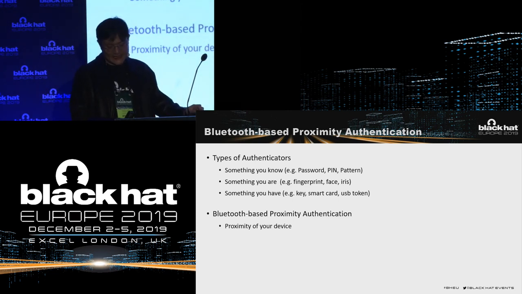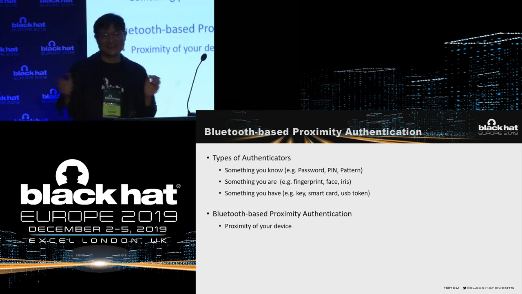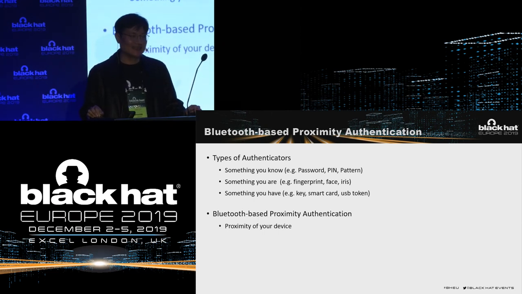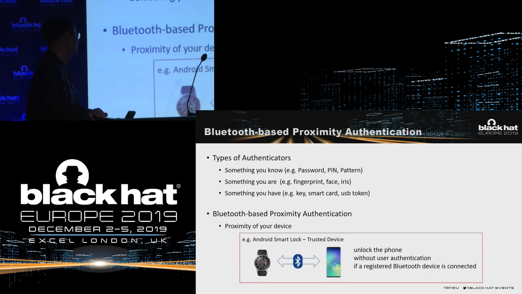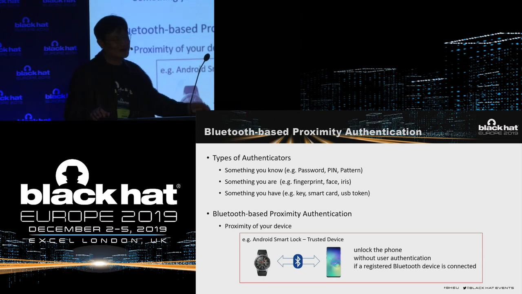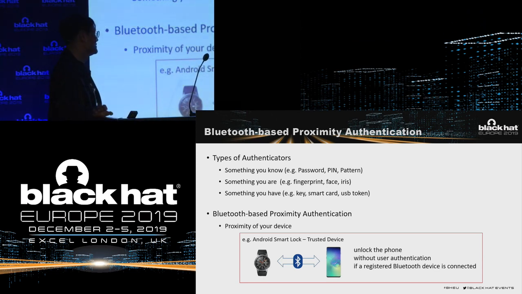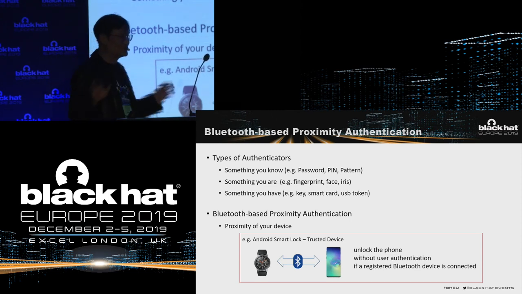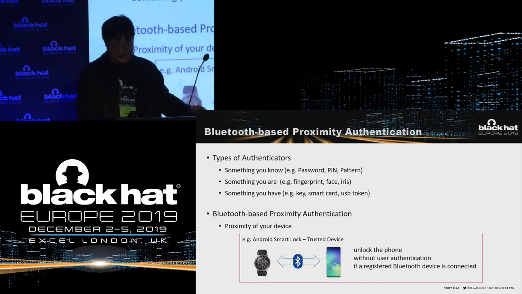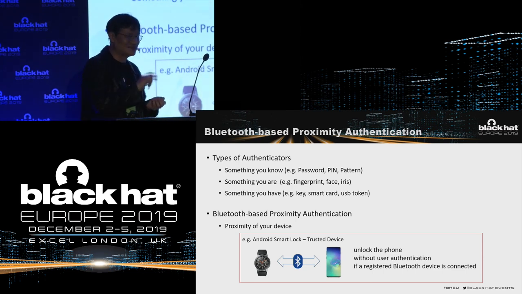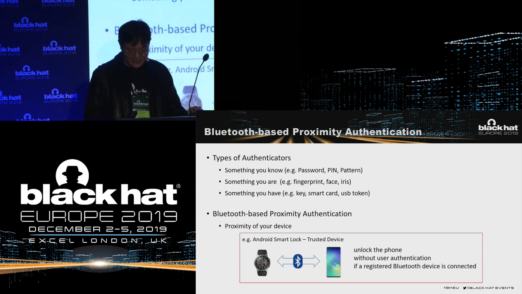The idea of proximity-based authentication is very simple. The goal is to authenticate a user automatically when a device knows that the user is very close, and also deauthenticate the user when the user is far away. This shows one example used in Android, using a trusted device. In Android Smart Lock, the smartphone will be automatically unlocked without any kind of user authentication when a registered Bluetooth device is connected. Because of that, it improves user convenience because you don't need to put in the PIN code or scan our biometrics every time we use our phones.